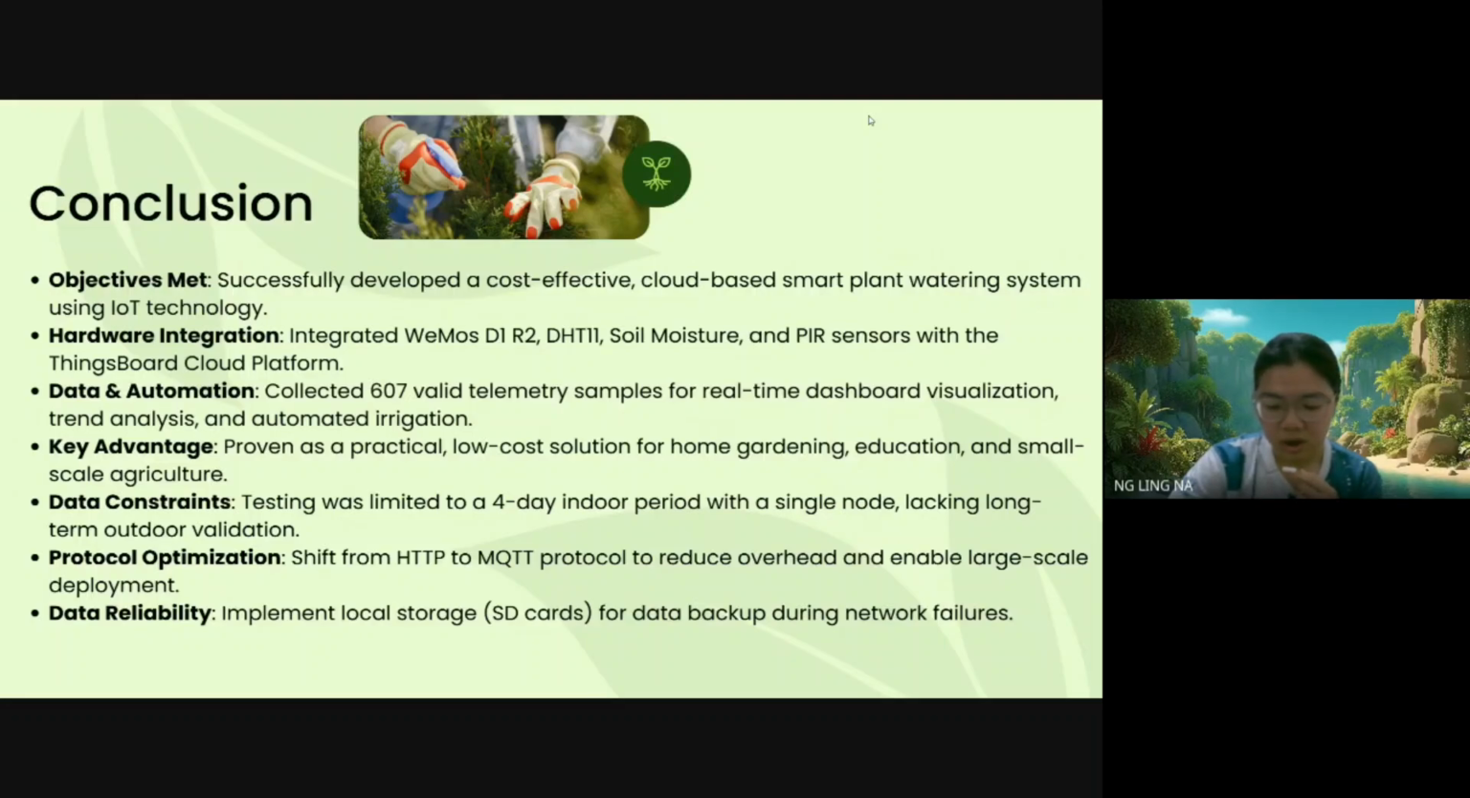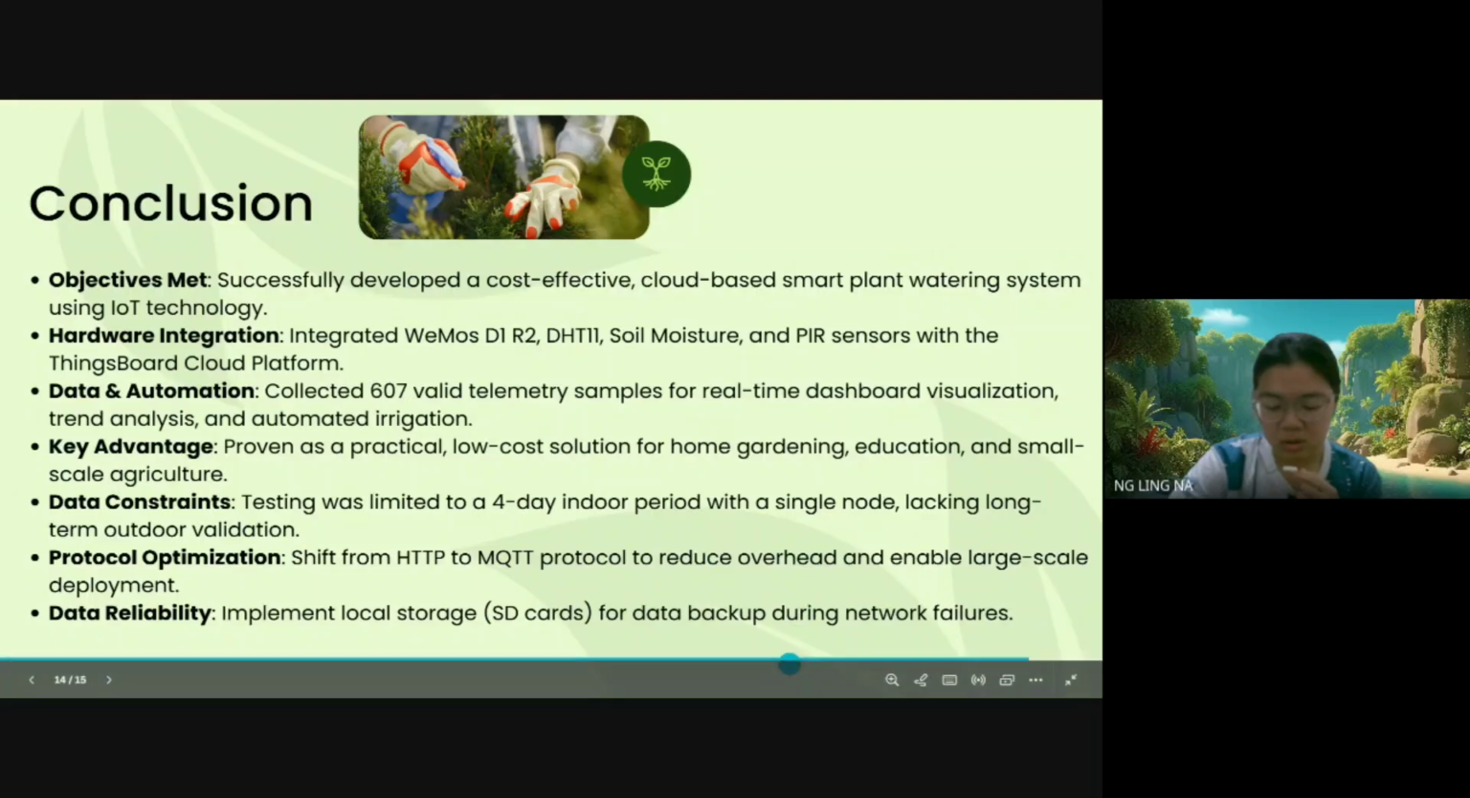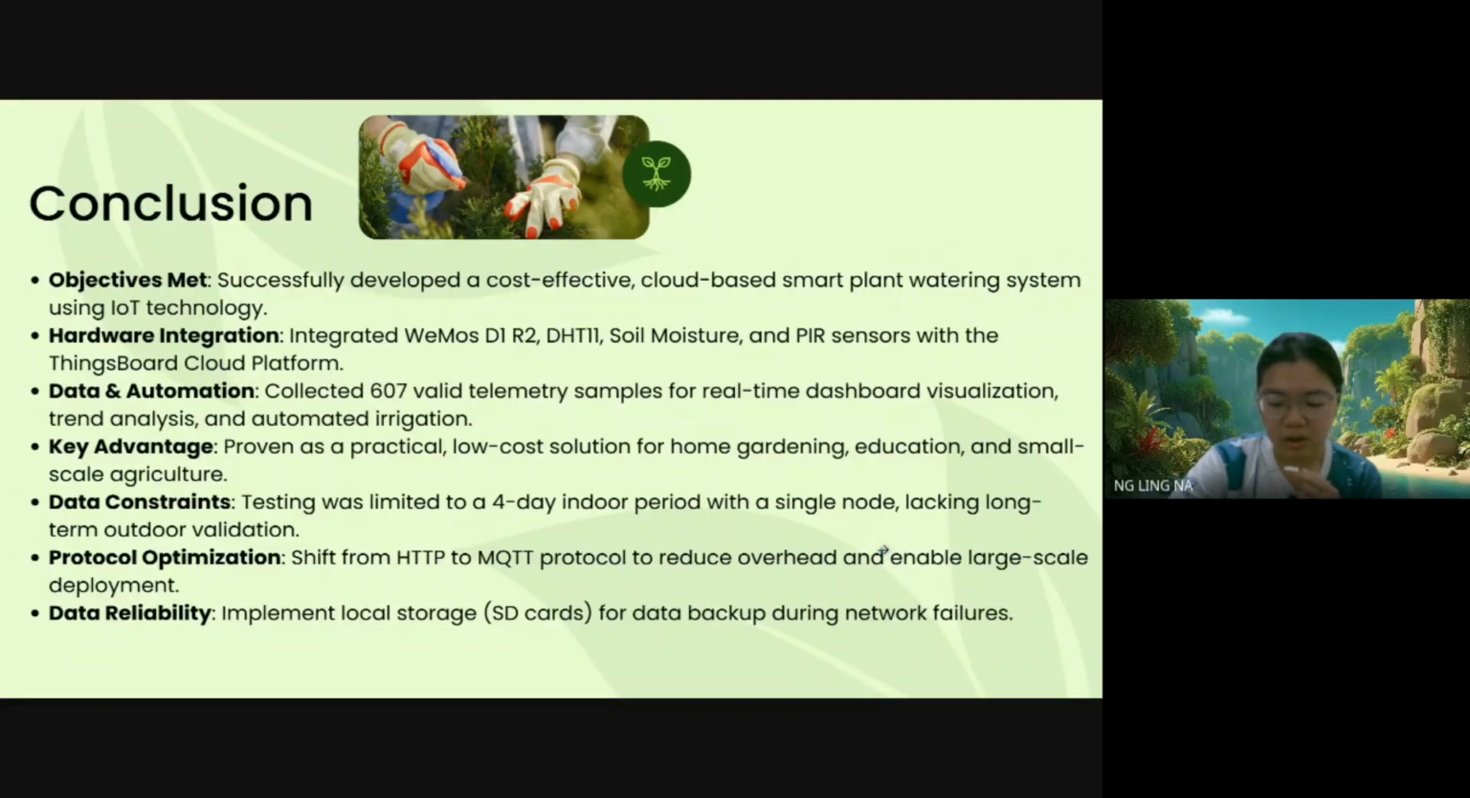So in future, we plan to upgrade to higher precision capacitive sensors and switch to the MQTT protocol for better scalability. We also aim to add local SD card backups, use LoRa for large-scale multi-node setups, and introduce machine learning to predict weather and optimize water use.